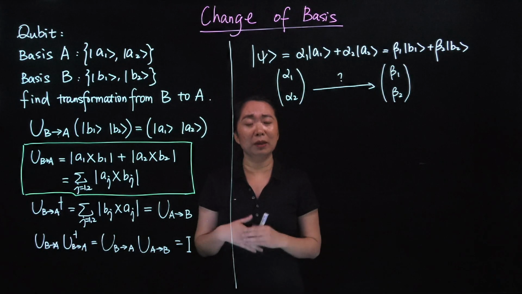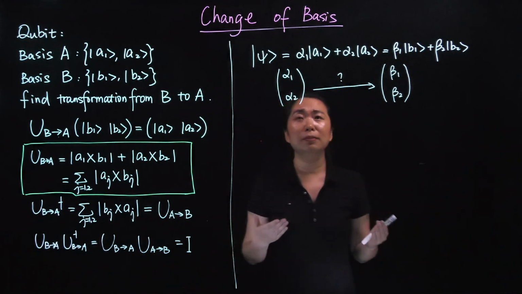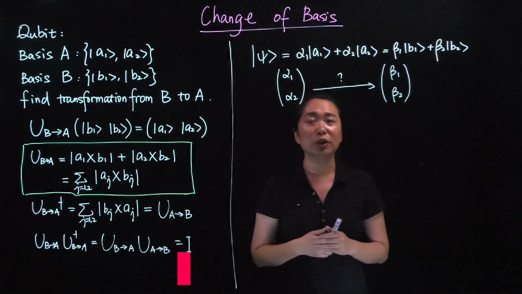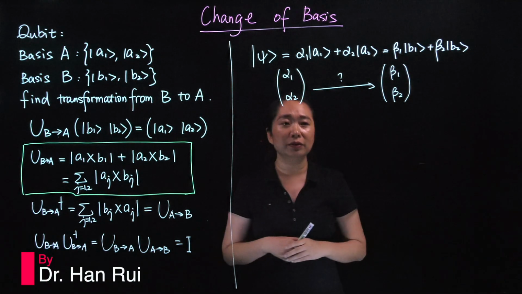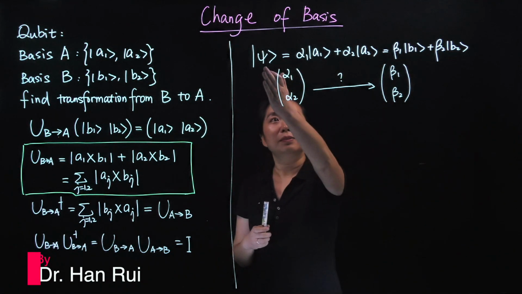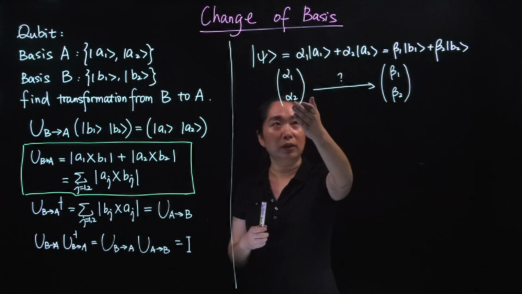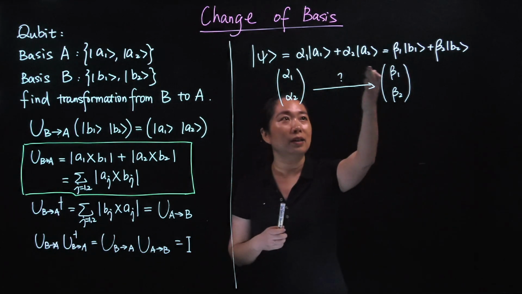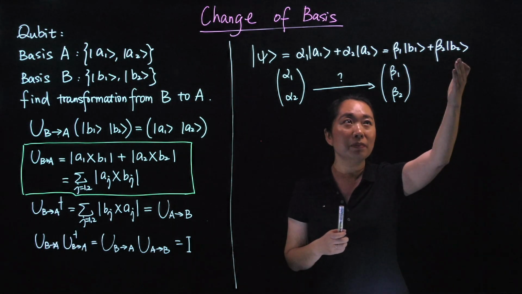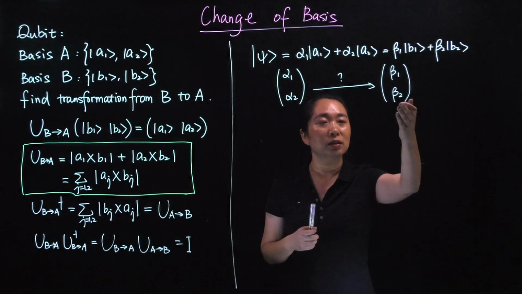Now we can transform the states in one basis into another basis. How about the representation of the state into this basis, which are given by the complex coefficients? We can write down the state psi in the A basis with complex coefficients alpha 1 and alpha 2. We can also write it down as a linear superposition of states in the B basis with the complex coefficients beta 1 and beta 2.